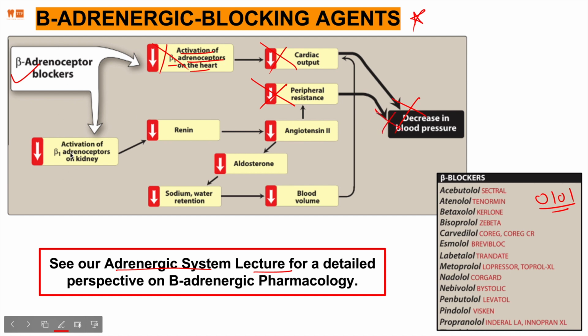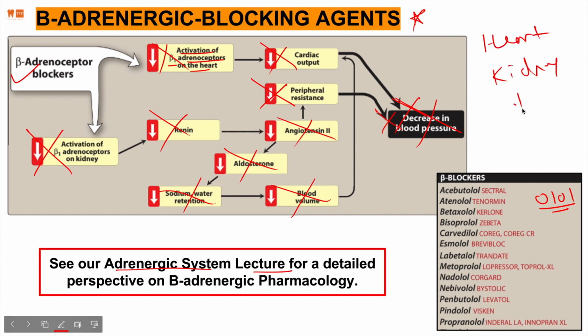In the kidney, the beta-1 adrenoreceptors are deactivated. Renin reduced. Angiotensin II reduced, aldosterone reduced, sodium and water retention reduced, blood volume reduced, blood pressure reduced. Look how much effect beta blockers have on the heart and on the kidney to reduce blood pressure. Perfect.